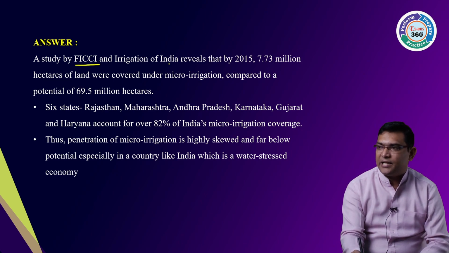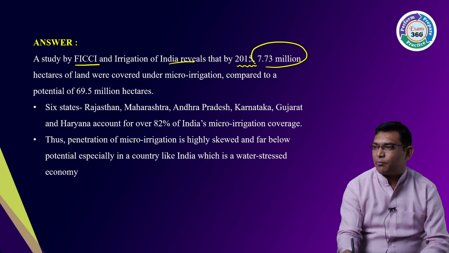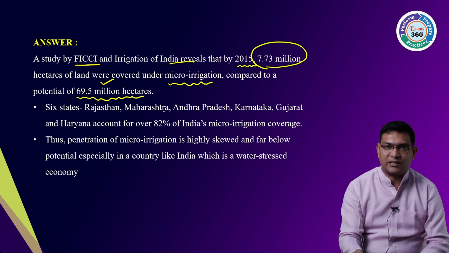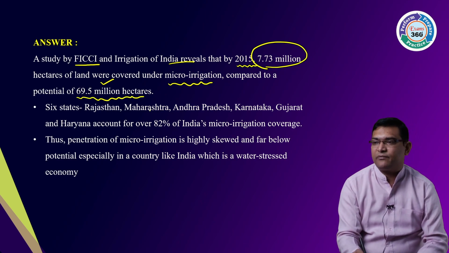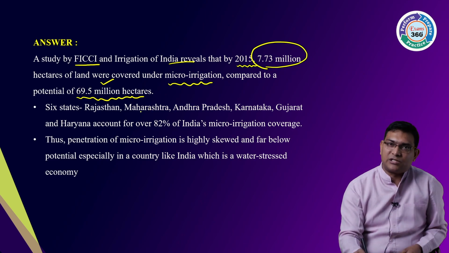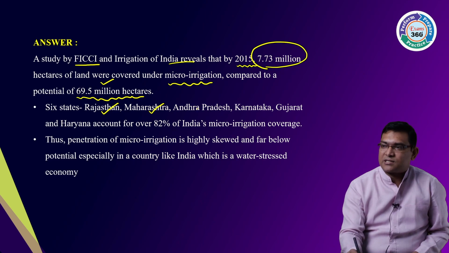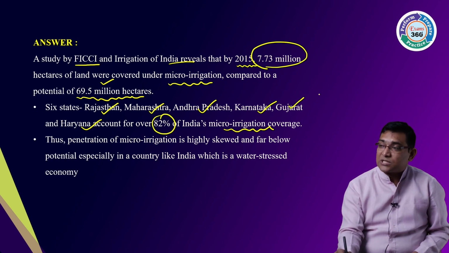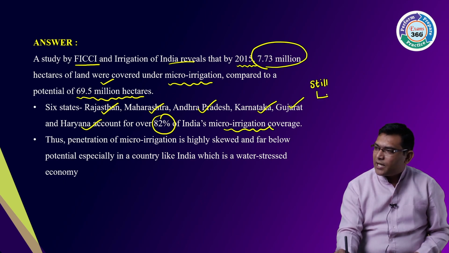According to FICCI and Irrigation of India, by 2015, 7.73 million hectares of land were covered under micro irrigation compared to 69.5 million hectares. So 6 states have 82% of the coverage of micro irrigation. What are the 6 states? Rajasthan, Maharashtra, Andhra Pradesh, Karnataka, Gujarat and Haryana account for 82% of India's micro irrigation. Still, micro irrigation has to penetrate into the other states also.